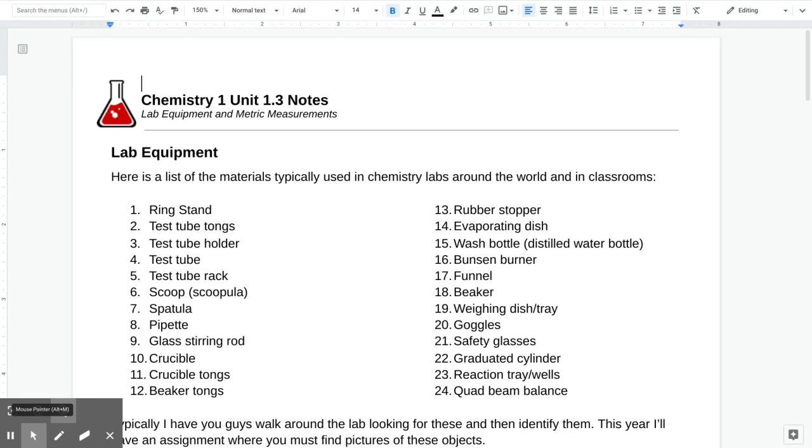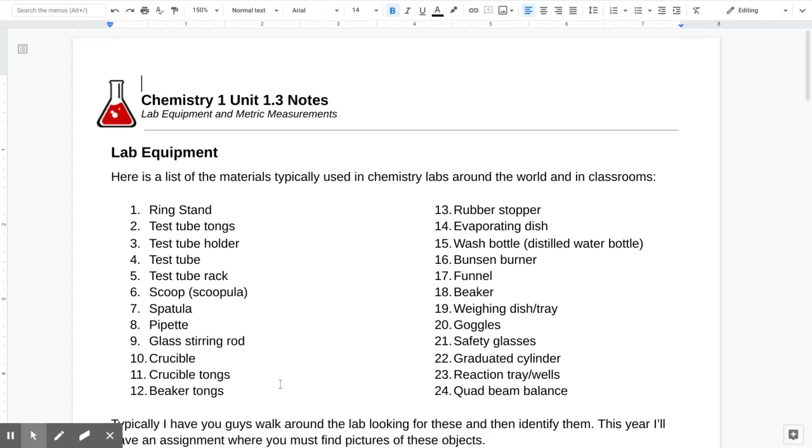Now, a lot of these you've already come in contact with. So like goggles, safety glasses, graduated cylinder, pipette, spatulas, scoopulas, all that good stuff, test tubes. You should have some experience with. But it's possible that there's some in here that you haven't had experience with. So maybe evaporating dish, maybe we haven't used one of those before. It's possible we haven't used a Bunsen burner before. Maybe we haven't used a reaction tray, or a crucible. There's possibly some things in here we haven't used before, or at least not used in the way that you would normally use them in a chemistry lab. But anyway, there's the list for you to take a look at.